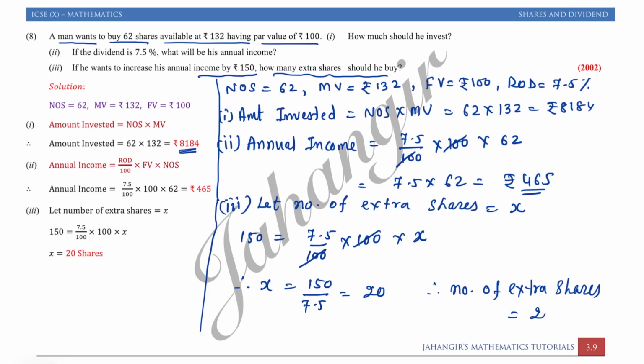Do not use a complicated method like adding 150 to 465, finding the new income and the new number of shares, then subtracting from 62. It's a quite complicated and lengthy method. I would like you to avoid that method. Just take extra shares as X, then find income. Extra income is given, so just put it into the formula of annual income and you will get the extra shares.